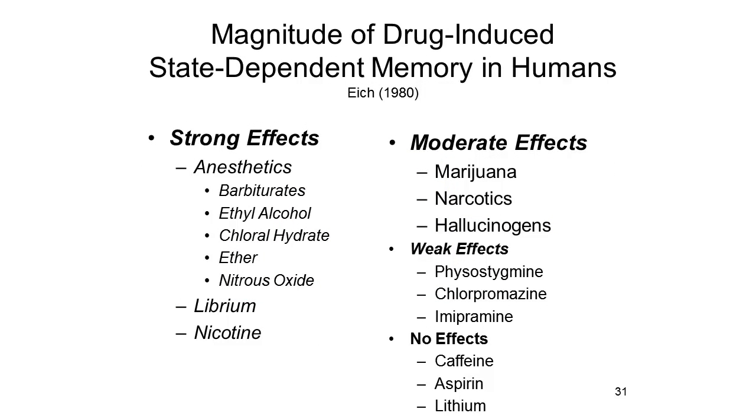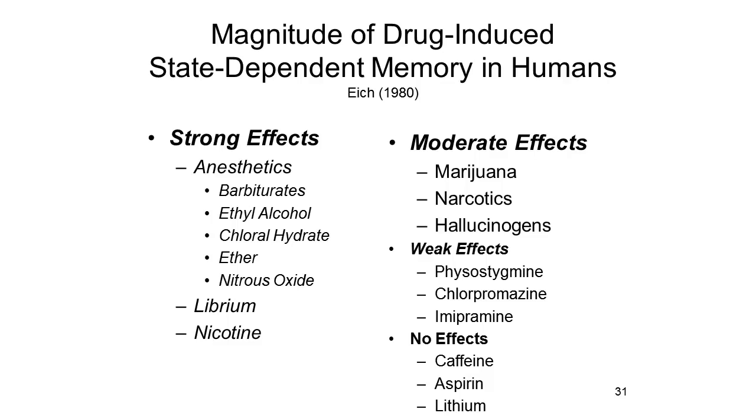These kinds of effects have been documented with a wide variety of psychoactive drugs. Some drugs, anesthetic agents such as barbiturates or nitrous oxide, give very strong state dependency. Nicotine also gives strong state dependency. Marijuana and other hallucinogens also produce a state-dependent memory, though not to quite the same degree.